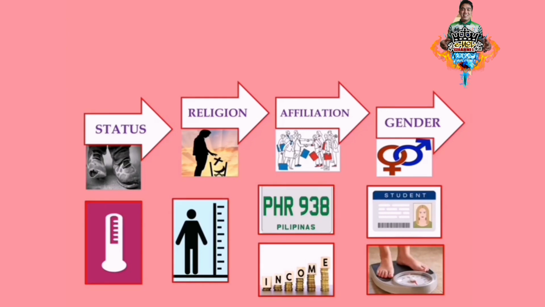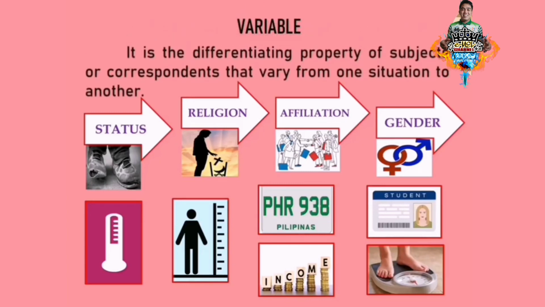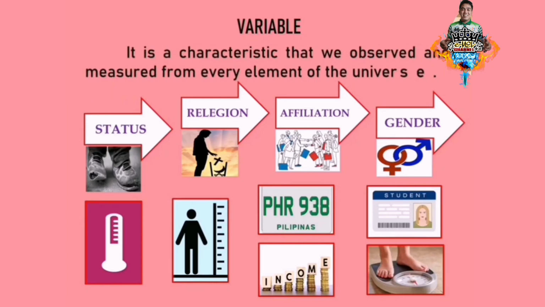But let us classify them, because they deal with the subjects or respondents, and we call them a variable. So what is a variable? It is the differentiating property of subjects or respondents that varies from one situation to another. Or it is a characteristic that we observe as measured from every element of the universe. So this is what we call a variable.